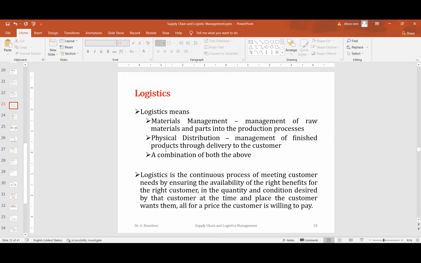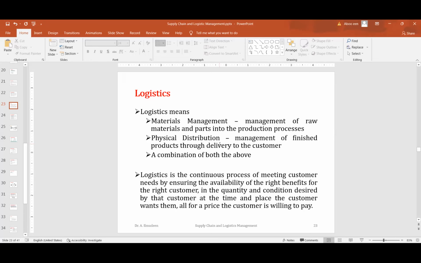And physical distribution, after the manufacturing process, is the other logistic operation. In physical distribution, the finished goods are sold to the end users or customers. So physical distribution is the management of finished product through delivery to the customers. The finished goods are transferred to the end users through the distributors and retailers, so the customers are getting the products and services. So in the organizational context, logistic management is material management, the management of raw materials and parts into the production process, and physical distribution, the management of finished product through delivery to the customers.